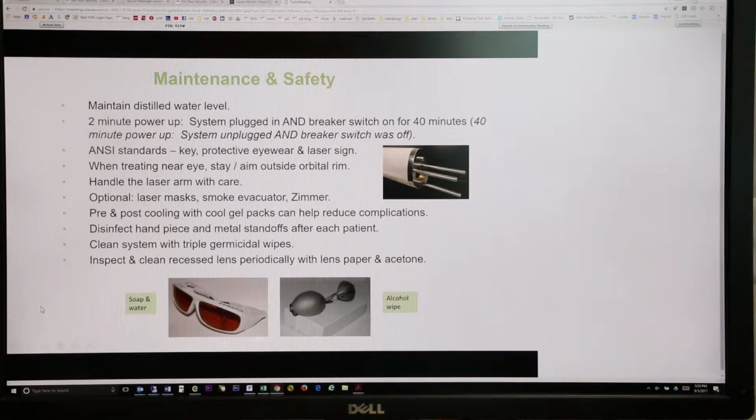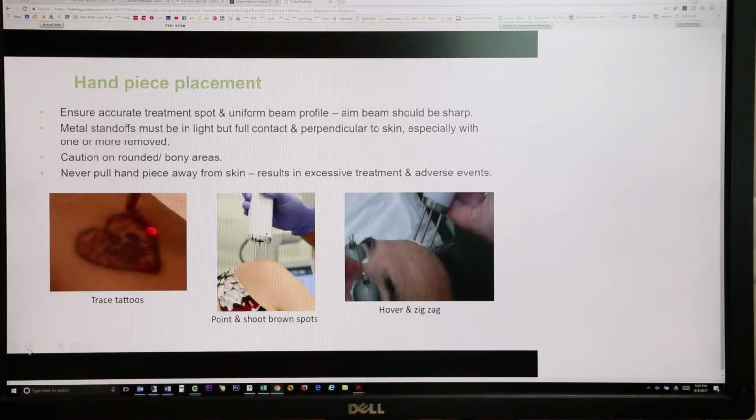Here's your laser safety. As you can see, the placement is perpendicular and pretty flush with the skin. On the face, it's really hard to get it touching, especially around the contours and the nose area, so we ask that you stay as close as possible. If you do want to remove one or more of these distance gauges, make sure that it's completely perpendicular, not at any angle whatsoever, because that changes the effectivity of your laser beam and actually makes it even stronger.